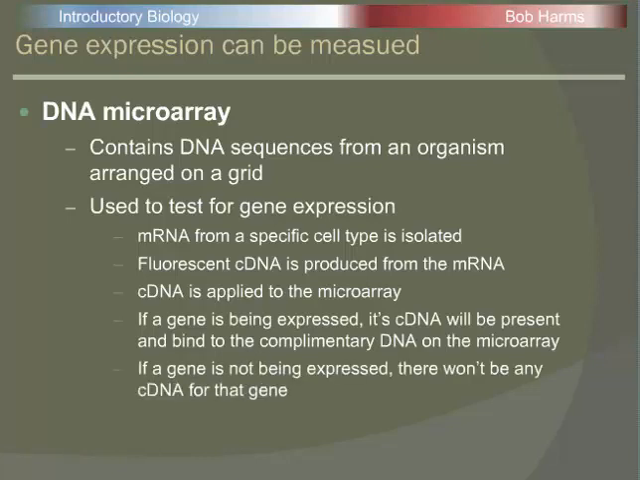If the gene is not being expressed, there's no cDNA in that cell for that particular gene. And so when we look at a microarray, anytime that cDNA binds to a particular spot in the microarray plate, that tells us that particular gene is being expressed. We can tell that because, again, the cDNA is fluorescent. So we can either look at it visually or put it under a scanner that's going to measure that fluorescence and tell us which genes are binding to the microarray and which genes are not.